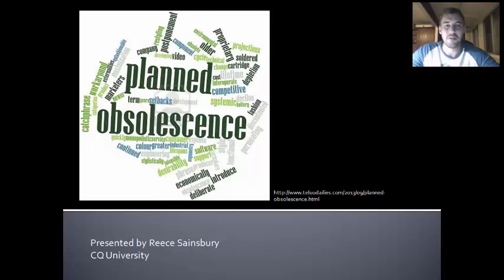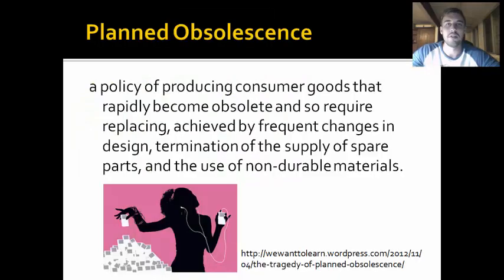The definition of planned obsolescence is a policy of producing consumer goods that rapidly become obsolete and so require replacing, achieved by frequent changes in design, termination of the supply of spare parts, and the use of non-durable materials.